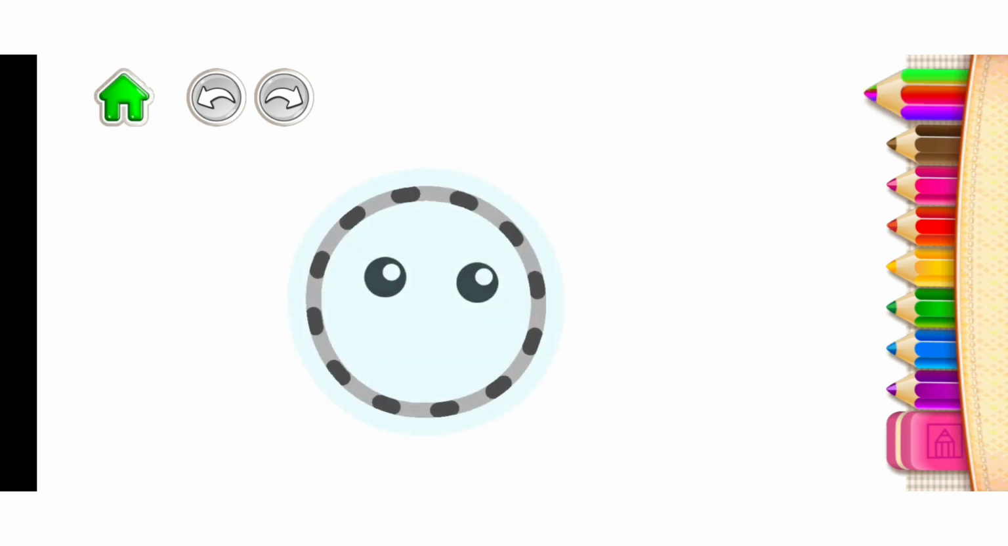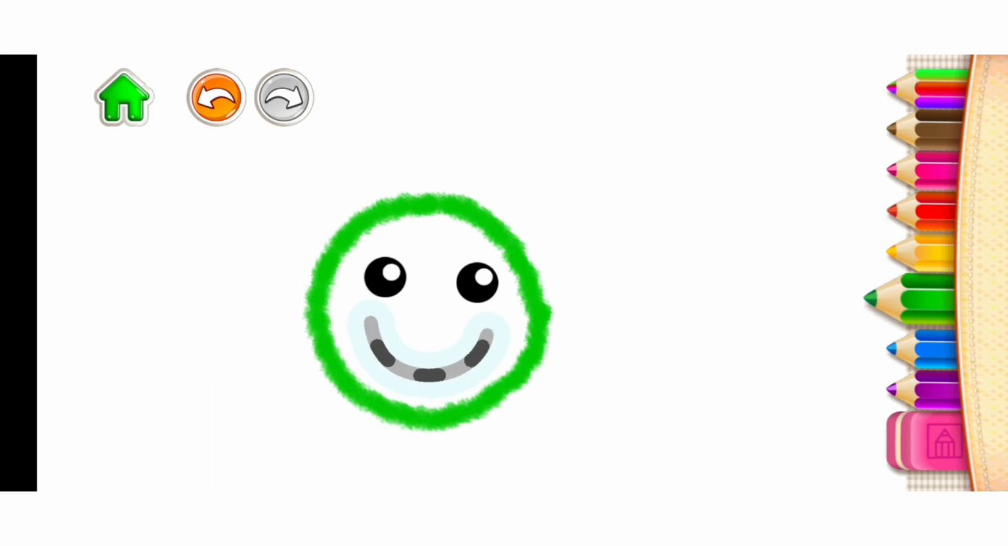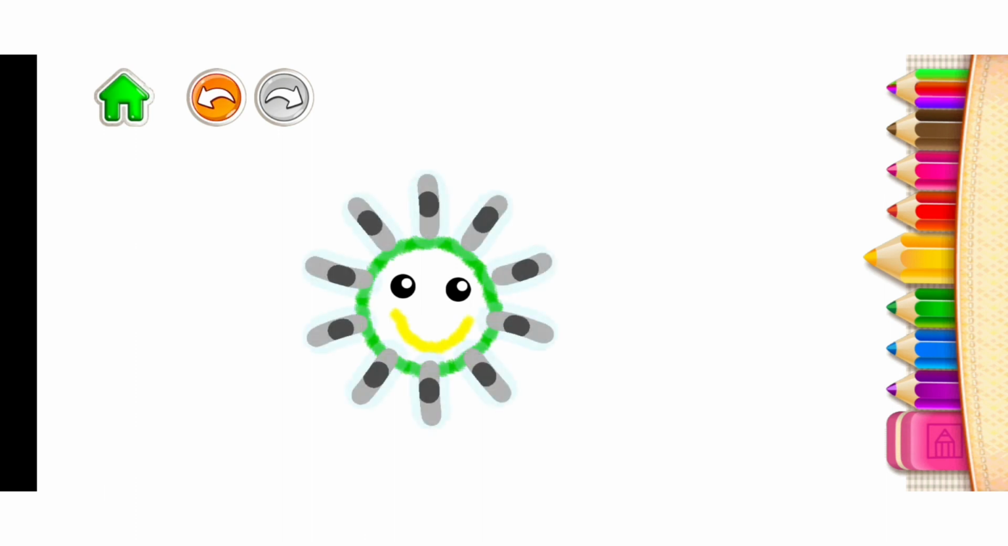Let's draw the sun. First, draw a circle. Now, draw its mouth so it can smile. Yellow. Way to go! Now, draw the rays.